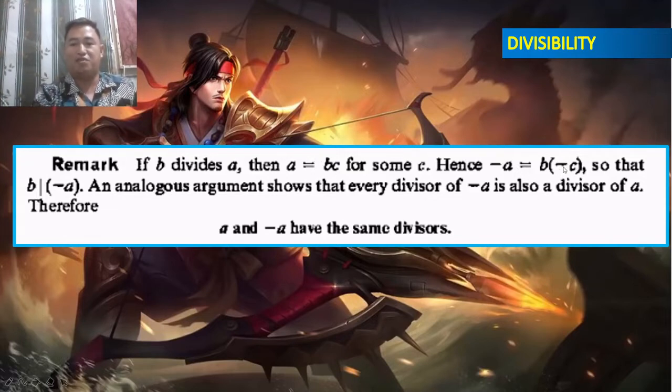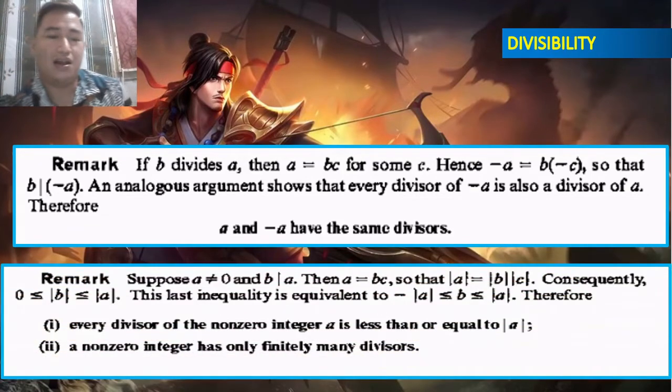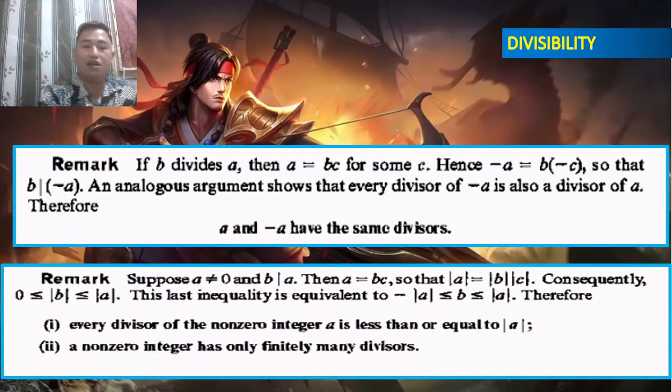Since c can also be negative on the other side, here we have negative a. That means b divides negative a. So an analogous argument shows that every divisor of negative a is also a divisor of a. Meaning, a divisor of a is also a divisor of negative a. Therefore, a and negative a have the same divisors, the positive and the negative.